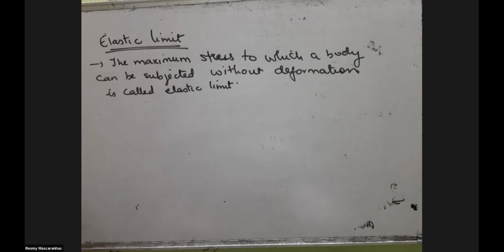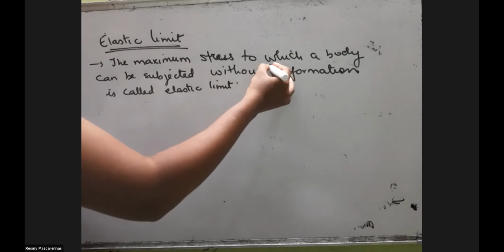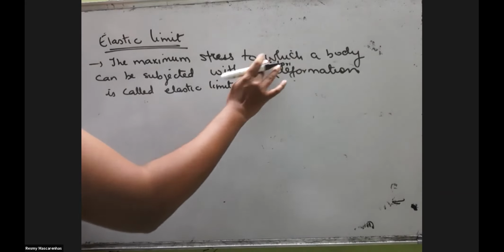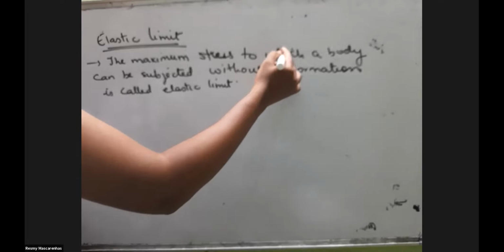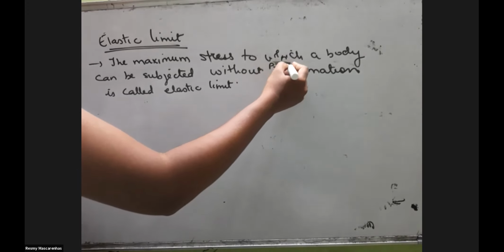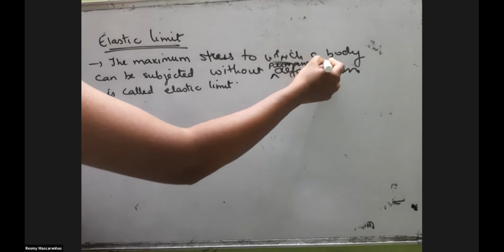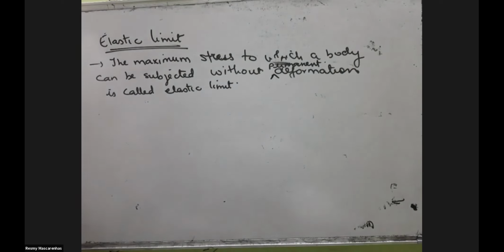Remember the rubber band should not break, without permanent deformation. This is very important. It will get deformed, but without permanent deformation. This word is important, because when you stretch a rubber band, definitely there will be deformation. But the deformation should not be a permanent one. It should come back to its shape.